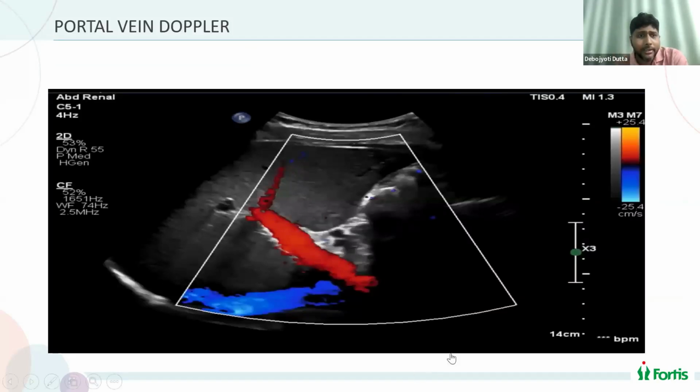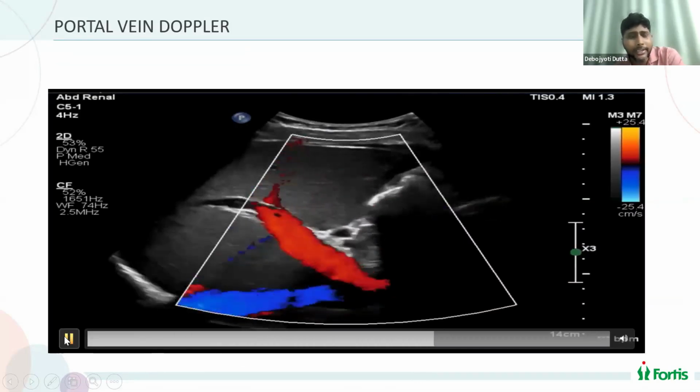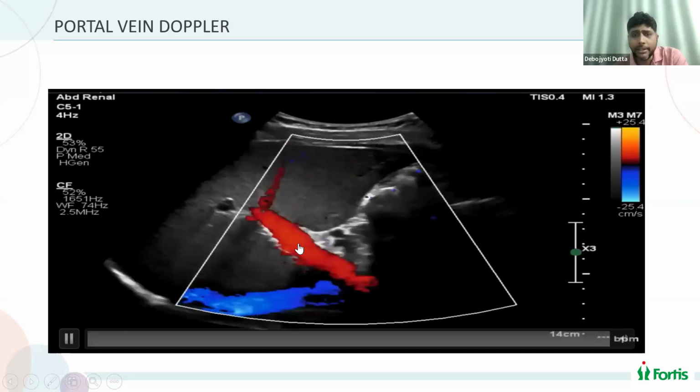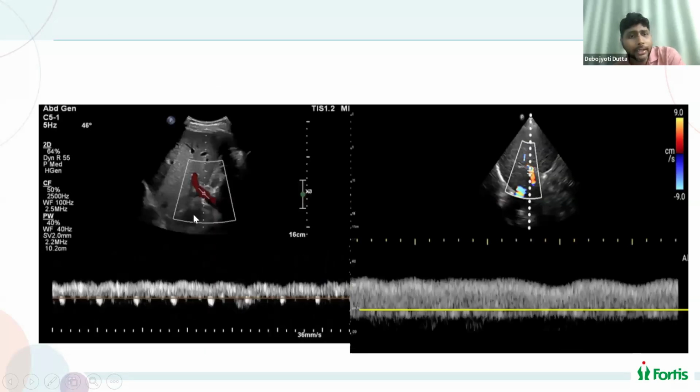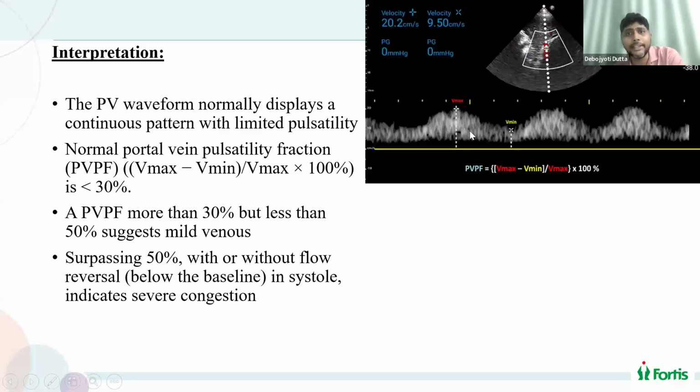Again, in the portal vein, if we find the porta hepatis from the portal vein, it looks like a brilliant color on color Doppler because of the direction of the flow. Now we'll put the color Doppler here. Portal vein has no specific waveform; it has a continuous flow. But if the portal vein shows some pulsatility, it means the patient is having overt congestion.